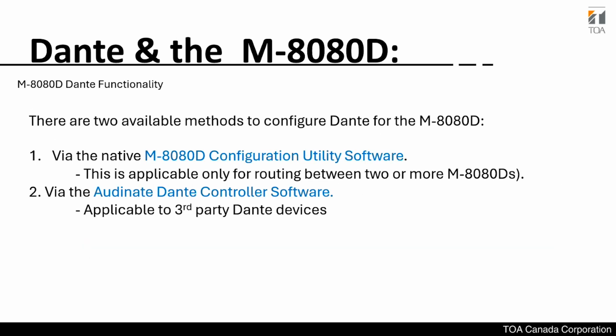There are two available methods to configure Dante for the M8080D. First, you can go directly to the M8080D configuration software, and the other is the Dante Controller software. We recommend that if you're using the M8080D, go with the M8080D software, because it gives you more flexibility. If you have any third-party device, then you can go through the Audinate Dante Controller software, because third-party devices will not be reflected in the M8080D software. The M8080D software only recognizes devices when you have the M8080 Dante card.